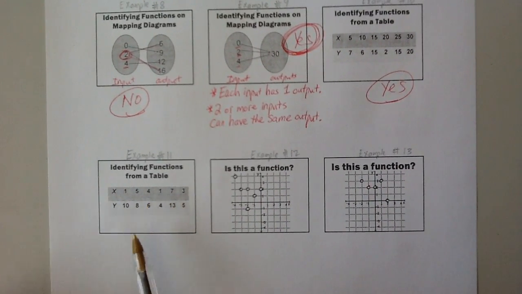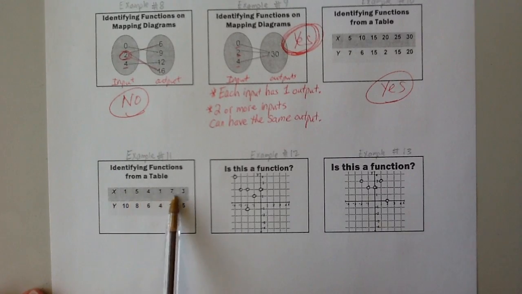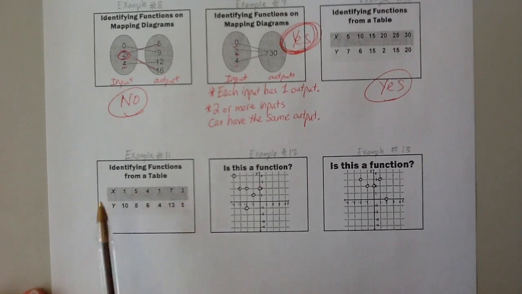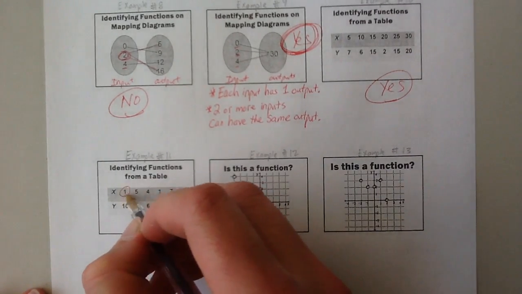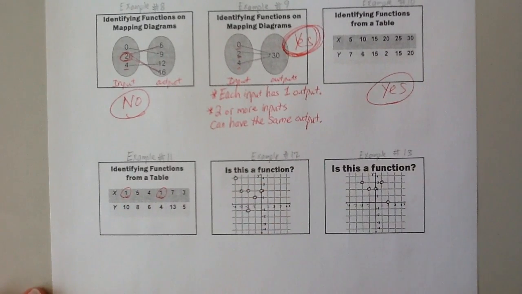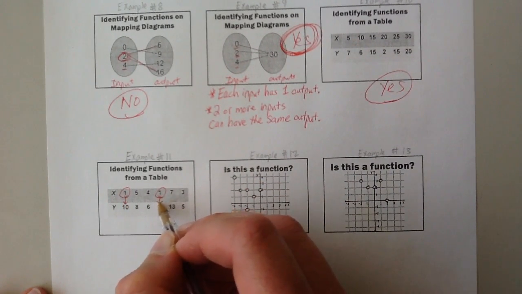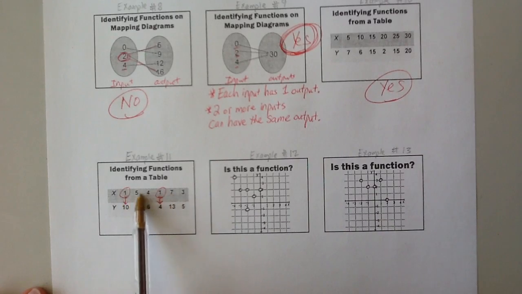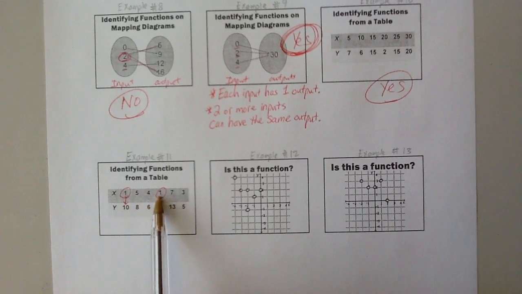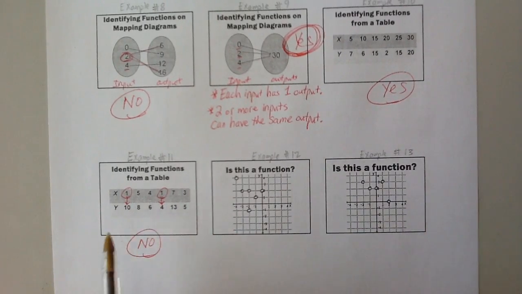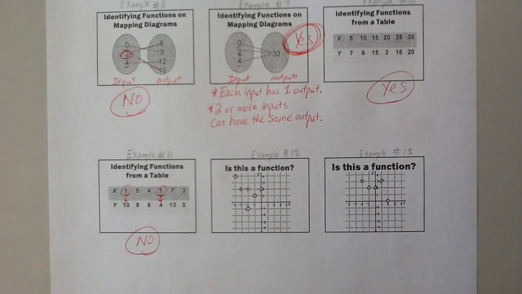Example number 11. Do you have any x's, any inputs that are repeated? So look at your x's, your inputs. I have 1, 5, 4, 1, 7, 3. Do you see any numbers in this row that are the same? You should say yes. I have 2 1s, right? 1 is going to a 10 and 1 is going to a 4. And so I have more than one output for this input. So that makes it not a function because no x's can be repeated.